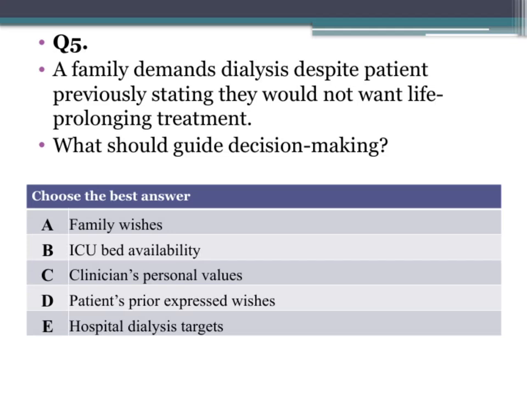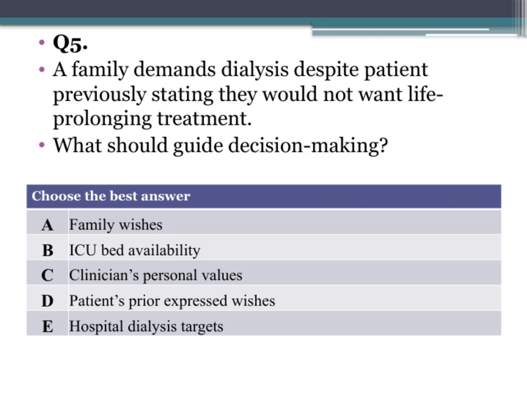All right, let's take a look at this scenario. Imagine the family is demanding dialysis even though the patient previously expressed that they wouldn't want life-prolonging treatments. So, the key question here is, what should guide our decision-making in this complex situation? The options listed include family wishes, ICU bed availability, clinicians' personal values, patients' prior expressed wishes, and hospital dialysis targets. Of these, the most important guiding principle is the patient's prior expressed wishes.